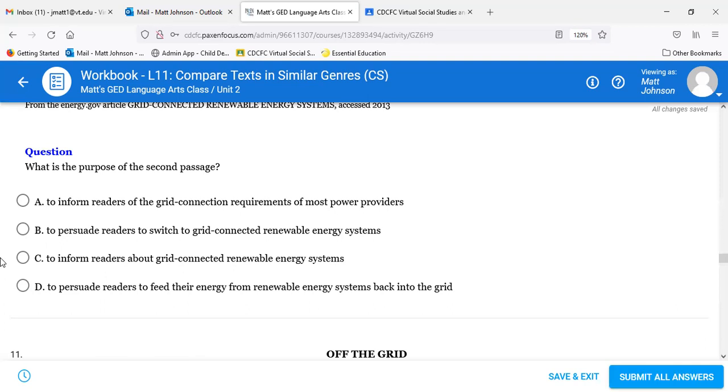What is the purpose of the second passage? A, to inform readers of the grid connection requirements of most power providers. B, to persuade readers to switch to grid connected renewable energy systems. C, to inform readers about grid connected renewable energy systems. And D, to persuade readers to feed their energy from renewable energy systems back into the grid. D.